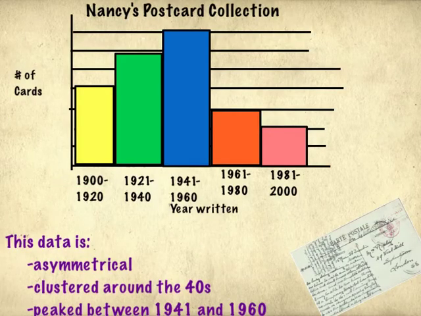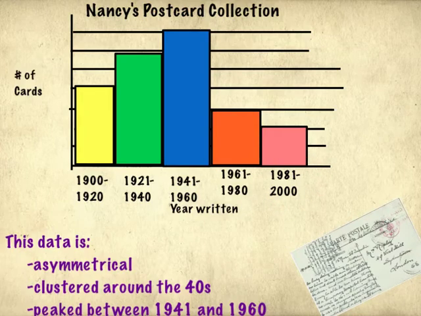So just to zoom in on histograms for a minute, here we have a histogram of Nancy's postcard collection. Nancy collects postcards that her family has sent over the years, and she has them from many different times. So we have here the ones that were sent 1900 to 1920, 1921 to 1940, 1941 to 1960, 1961 to 1980, and 1981 to 2000.